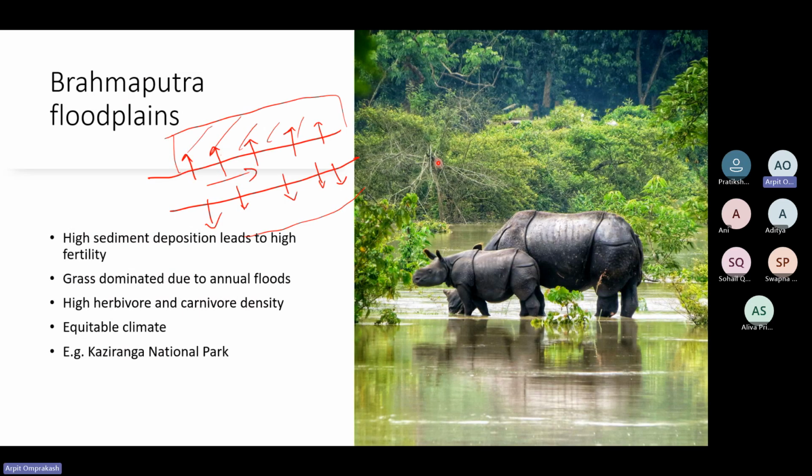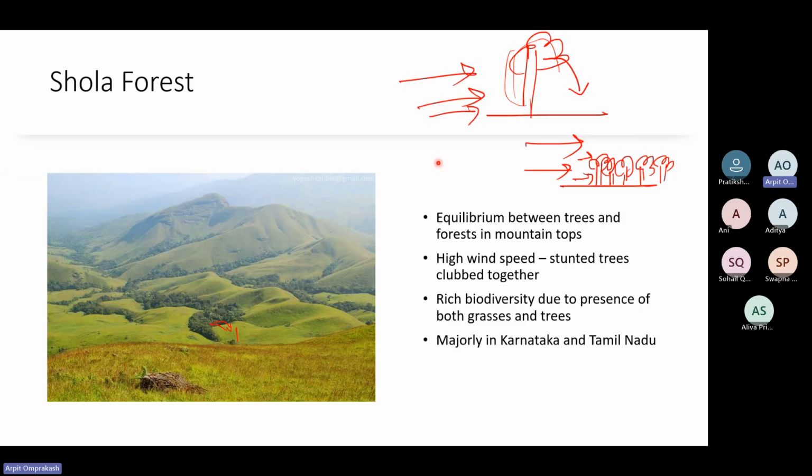We talked about the Brahmaputra floodplains, which have an equitable climate and are grass dominated due to annual floods, because trees cannot grow as it gets flooded every year. We talked about the Shola forest, which is a mix of grassland and forest patches found in the Western Ghats on top of the hills, on top of the mountain ranges. Right. There's rich biodiversity because both grasses and trees are found here.